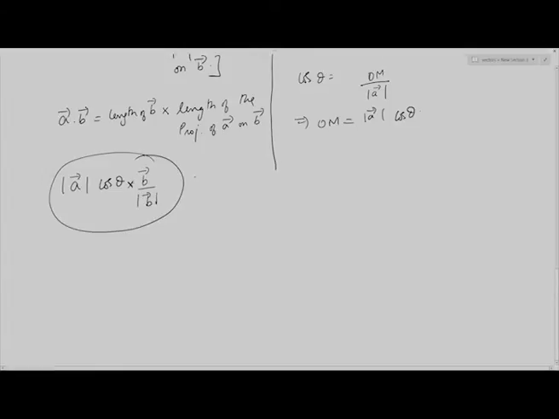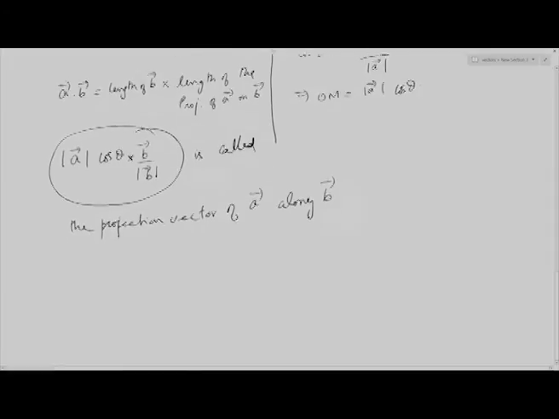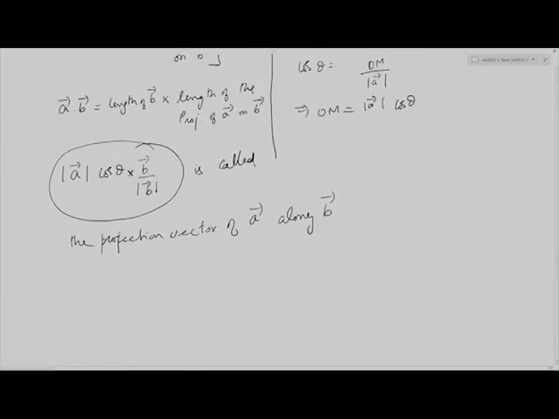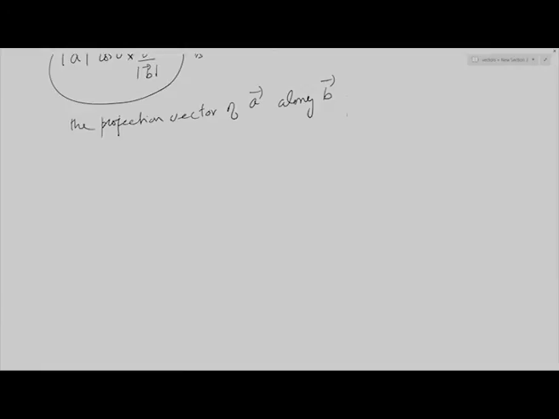This vector is called the projection vector. If I denote only the length, it is the length of the projection, but if I denote this vector, it is called the projection vector of A along B, on the vector B. Some more properties we will see one by one.